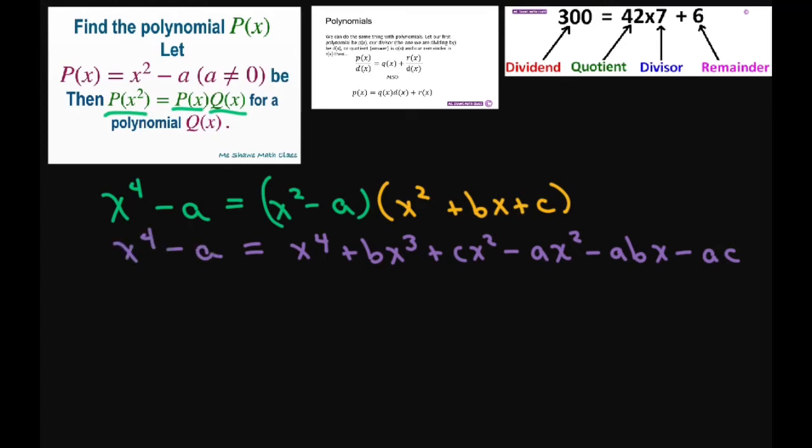Now what we're going to do here is equate coefficients. We want to find b, c, and a. So if I equate coefficients, we have x to the power of 3. We don't have one here. In fact, I could write this as x to the power of 4 plus 0x cubed. So when I equate coefficients here, that means my b is going to equal 0. Basically when I say equate coefficients, these two match, so that means my b has to equal 0.